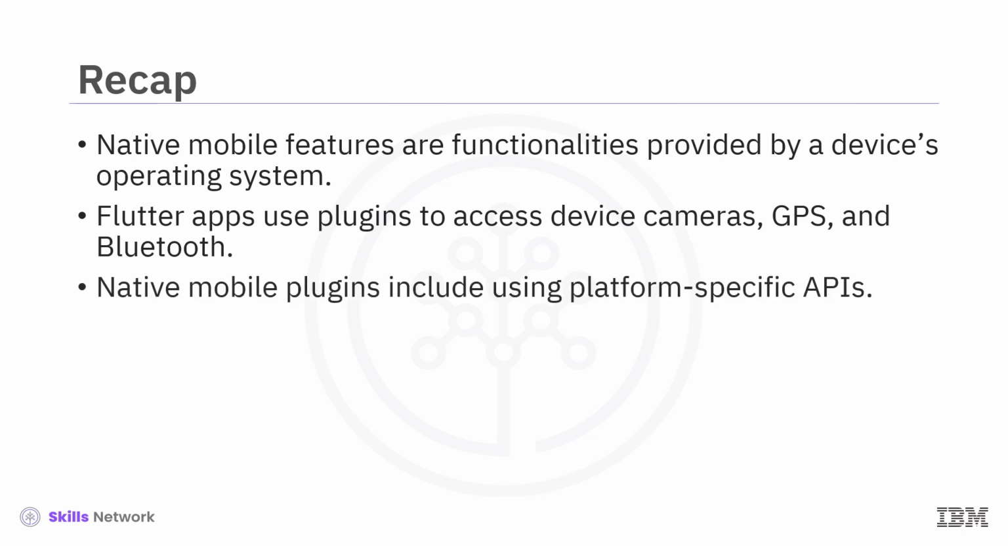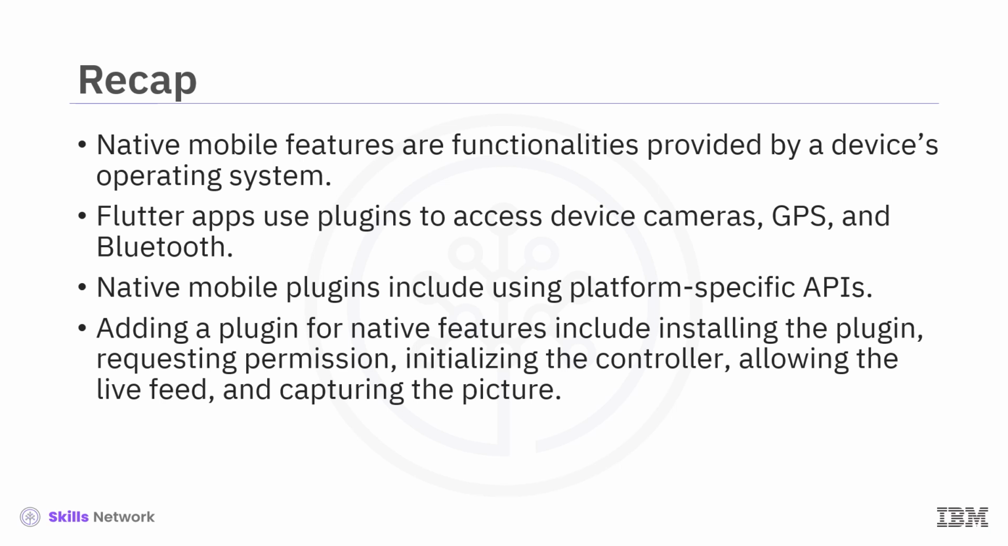Native mobile plugins include using platform-specific APIs to share functionality, make in-app purchases, handle push notifications, and require biometric authentication. Adding a plugin for native features like a camera includes installing the plugin, requesting permission to access the camera, initializing the camera controller, allowing the live camera feed on the device, and capturing the picture.